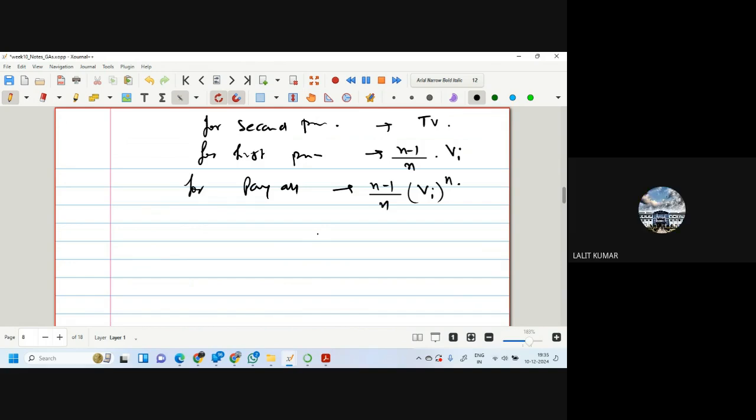Now the seller's revenue. No, no, it is n divided by... n minus 1 divided by n plus 1.